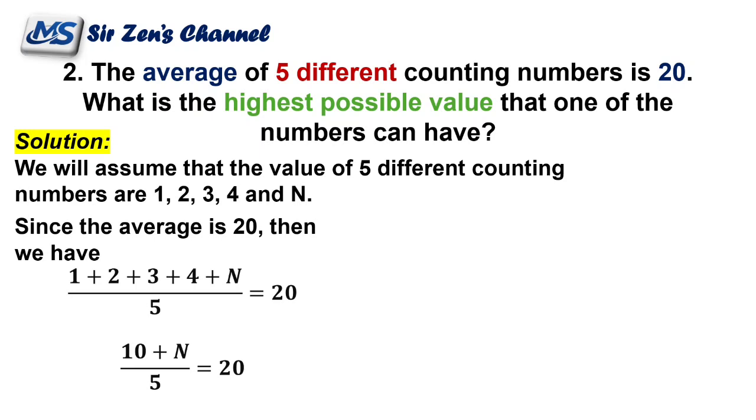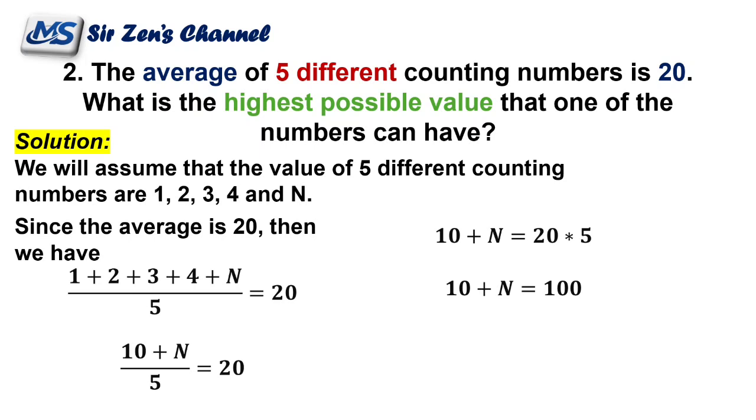Now just multiply the denominator 5 by 20, or just cross multiply. So we have 10 plus n is equal to 20 multiplied by 5. If we multiply 20 by 5, that is equal to 100.